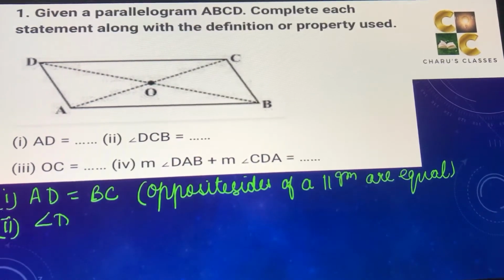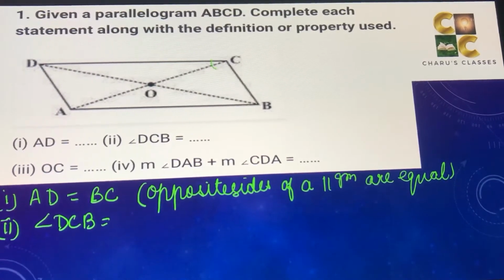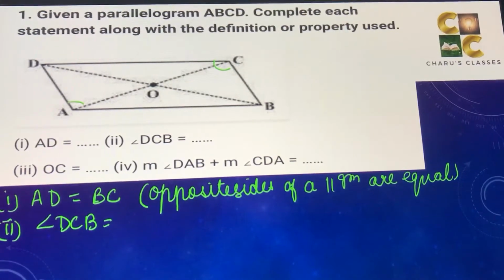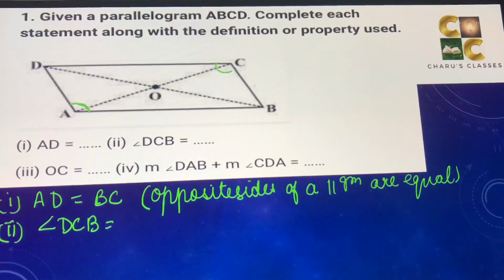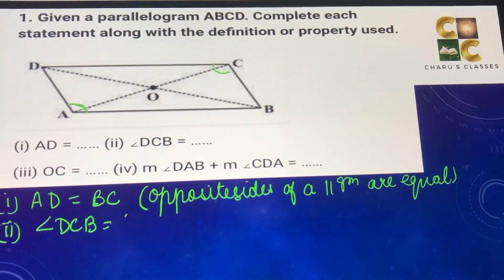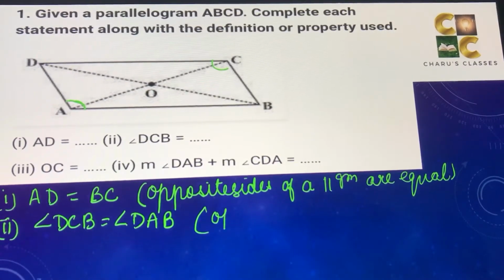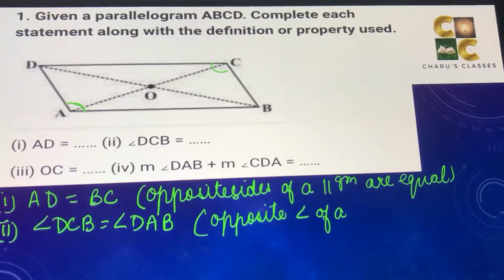Second, angle DCB is equal to. Angle DCB is this angle, and this angle is opposite to angle DAB. In a parallelogram, the opposite angles are equal. So angle DCB will be equal to angle DAB. And the property used here is opposite angles of a parallelogram are equal.